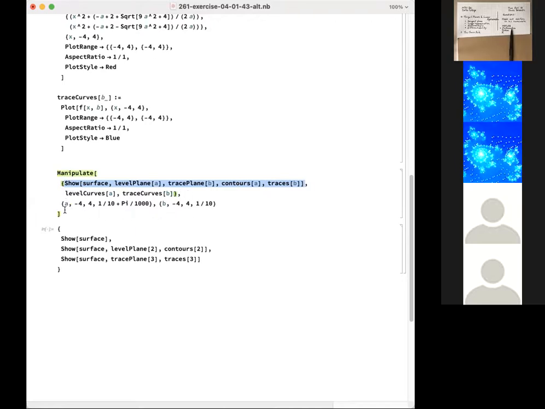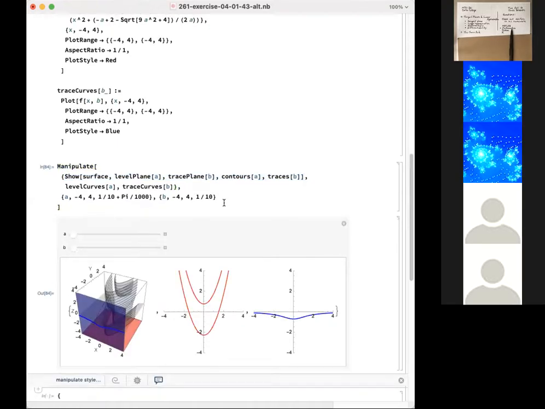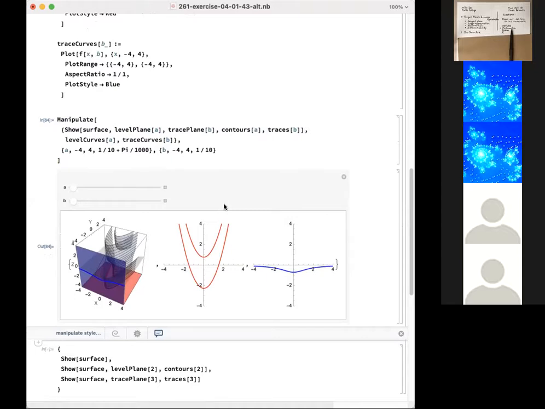And the Manipulate command has two parameters because I'm allowing you to change two things. And don't look at this pi right here. That's not essential. I could tell you why I inserted that another time. But this is going to create an animation of three images side by side. And what I have here is I could change the position forward and backward of the trace plane.